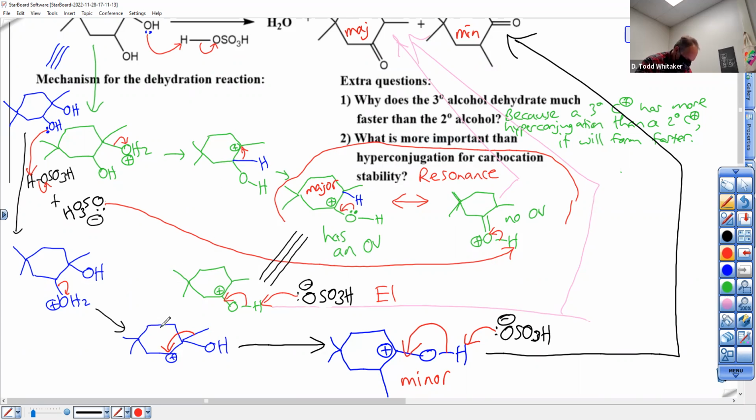Question 1. Why does the tertiary alcohol dehydrate much faster? Well, it's because this step makes a tertiary cation compared to this step, which made a secondary cation. They both rearrange to beautiful cations of equal stability. So you can't say that as part of your answer, but the original cations are why this one happens faster. And that's enough for that video.